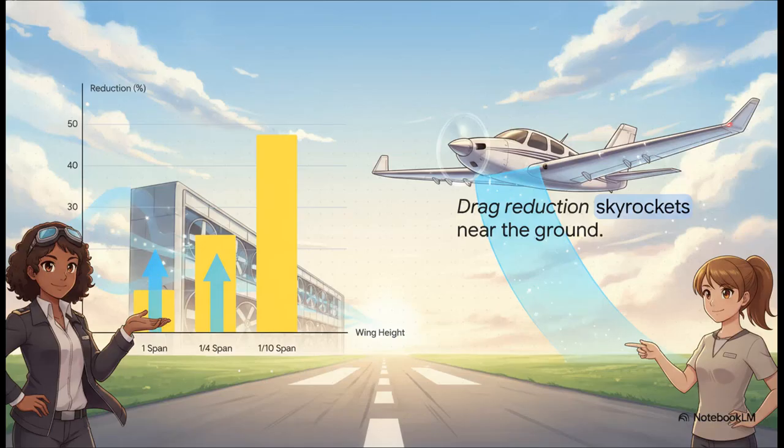Seeing it laid out like this really hammers the point home, doesn't it? That first bar is just a tiny little sliver at one span. The second bar jumps up big time at a quarter span. And that third bar, it shows almost half of your induced drag just completely wiped out at 1/10 of a span. This is the big takeaway. That massive reduction in drag only happens when you are extremely close to the runway.